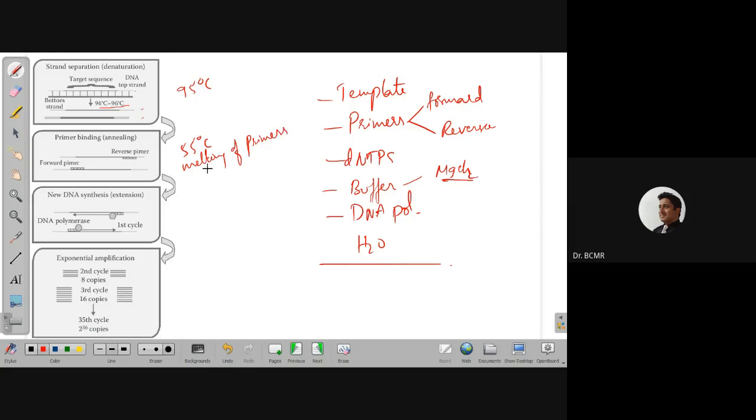Please find your own formula for finding the melting temperature of primers, because when you submit your assignment, you're going to design your primers, you will have to calculate the melting temperature and use it in your PCR protocol.